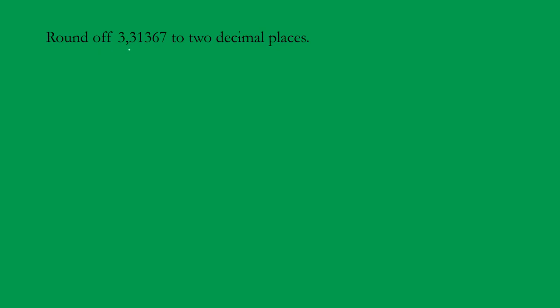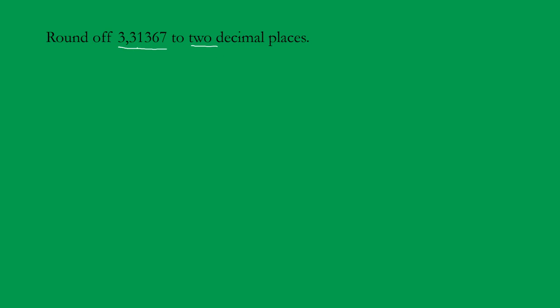Let's say we are required to round off 3,31367 to 2 decimal places. What do we do? So we're going to use these two examples to explain how we round off. So let's start with 2 decimal places.